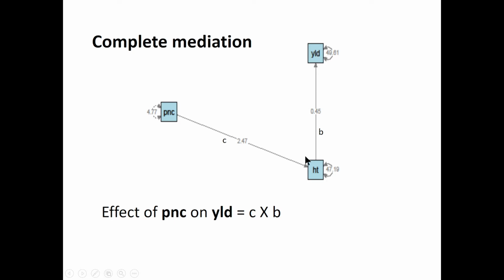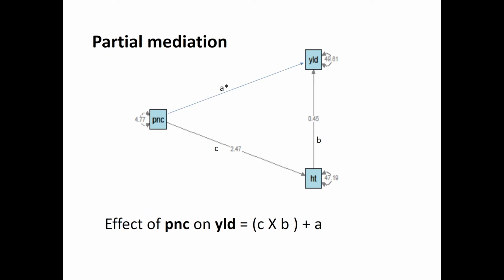This outcome and mediator are endogenous variables because they are being explained. For example, yield is being explained by HT and HT is being explained by PNC. But this PNC is our independent or exogenous variable. So the effect of PNC, which is transmitted indirectly to yield, that's the indirect effect of PNC on yield, which passes through C and B, is just a multiplication of effect C times B.